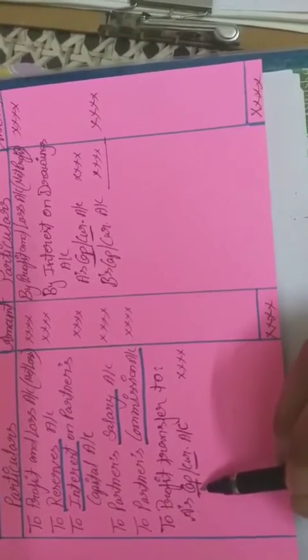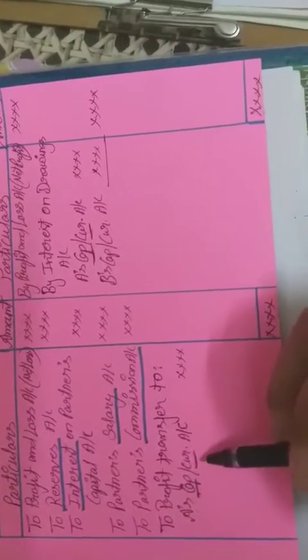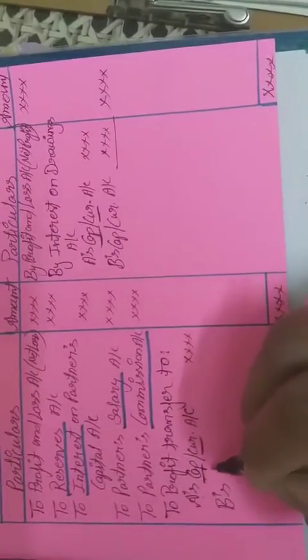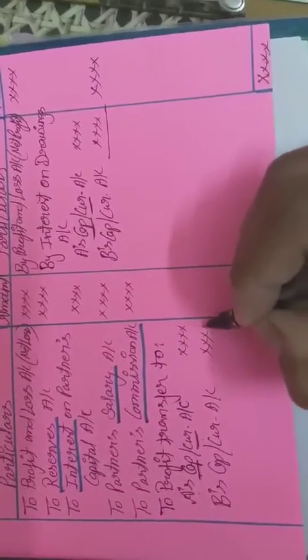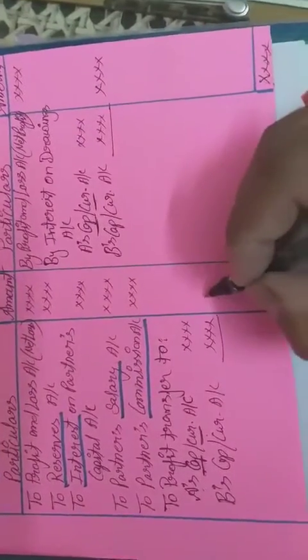So here we only have to think that whatever profit he will receive can be transferred to capital and can also be transferred to the current account. Now similarly, B's capital or current account, whatever the balance is. How have I written these two terms here?